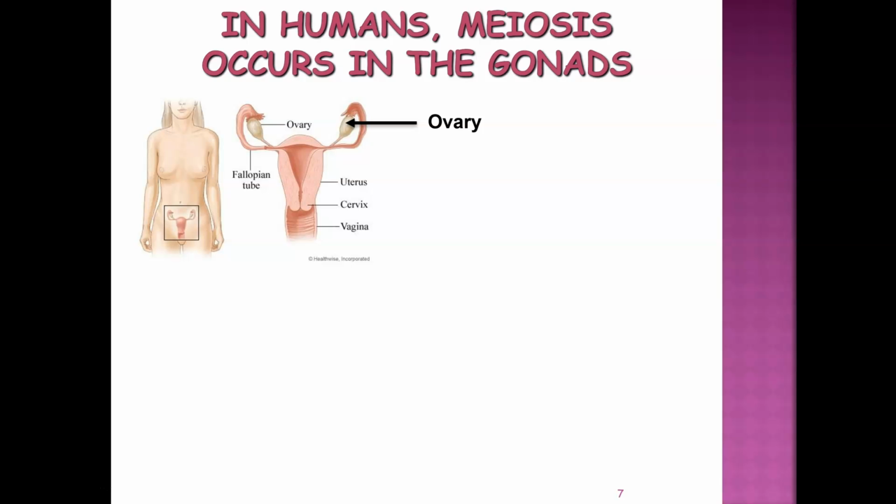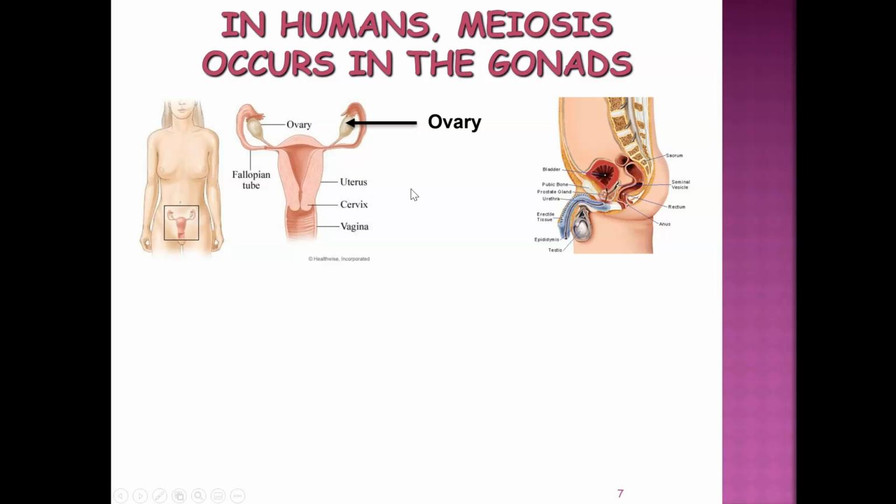In the female, this is the reproductive organs of the female. This is the right ovary, or if you're flipped over, this would be the left ovary and the right ovary. And in males, meiosis occurs in the testicles, in the testes.